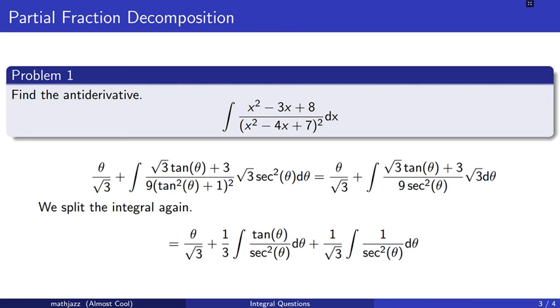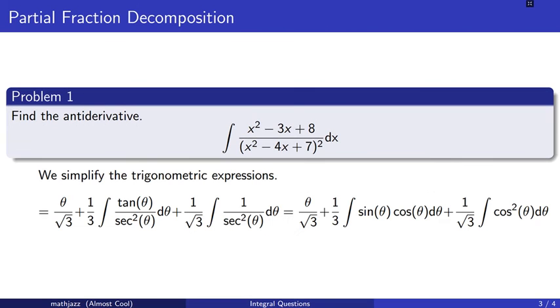So from here, we're going to use some trig identities to simplify our expressions. Tangent theta over secant squared theta, that's sine over cosine over 1 over cosine squared. So basically there are two cosines in the top, a sine in the top, and a cosine on the bottom. That simplifies to sine theta cosine theta. The other one, 1 over secant squared theta, becomes cosine squared theta, d theta. So just some trig identities there.